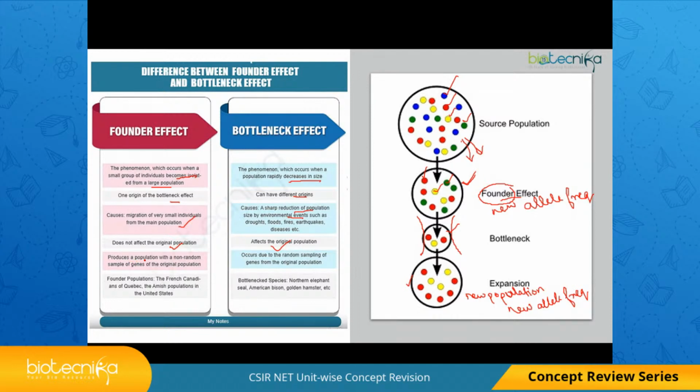Founder effect produces a population with a non-random sample of genes, whereas bottleneck occurs due to random sampling of genes from the original population. Right? So, I hope it is clear, everyone.